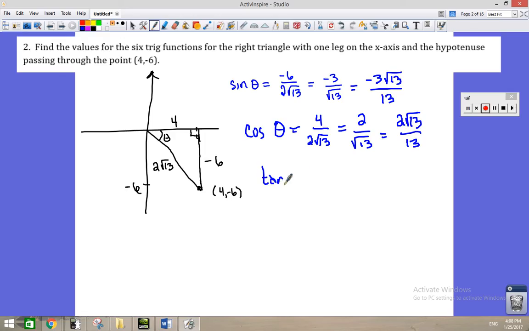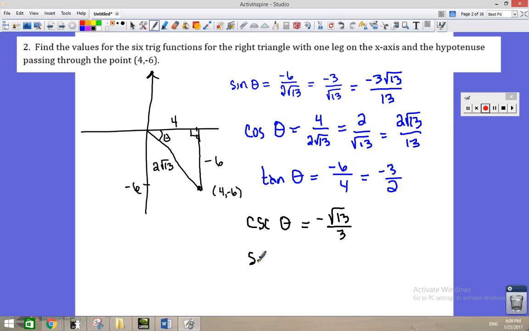The tangent of theta is going to be negative because x and y differ in sign, and it's the y coordinate divided by the x coordinate. It is the opposite leg divided by the adjacent leg. We can reduce this fraction to negative 3 halves. So now we can find the other three trig functions by taking the reciprocals. The cosecant of theta, if I take the reciprocal here, I'll get negative radical 13 divided by 3.